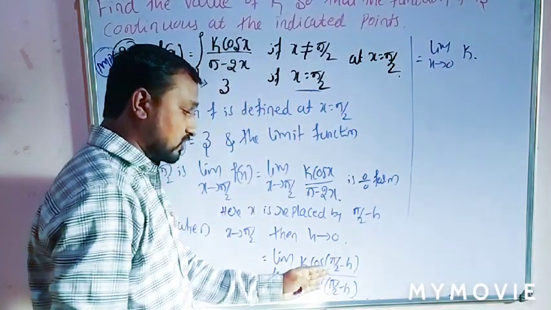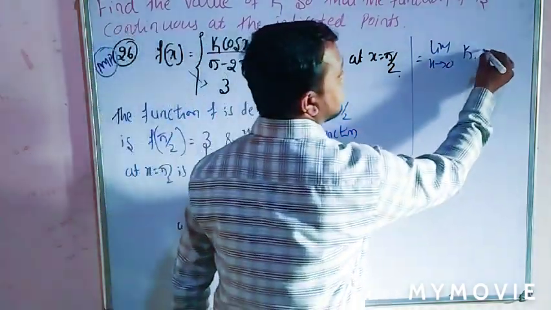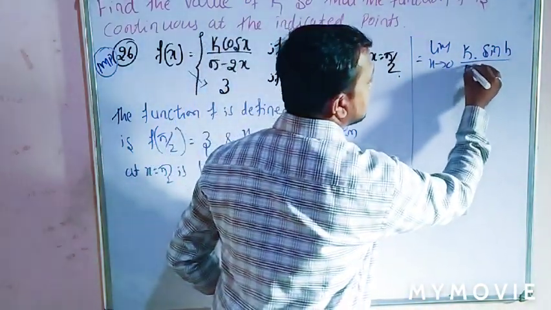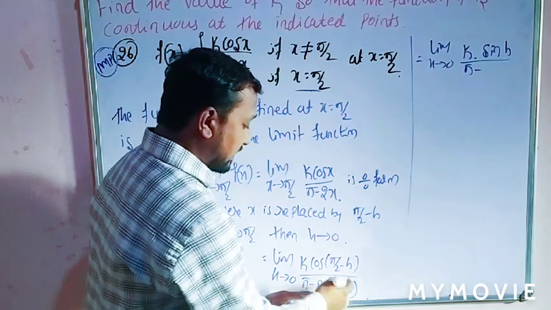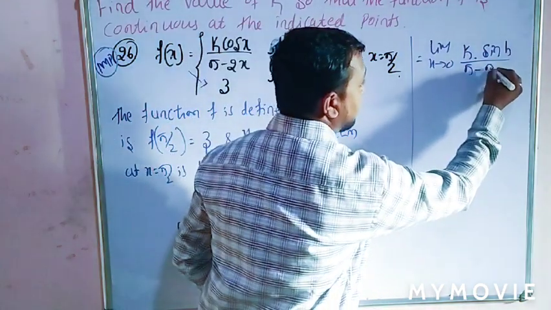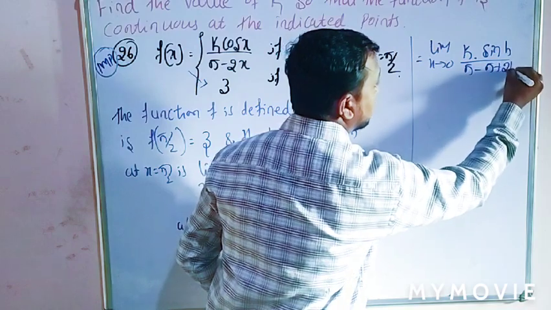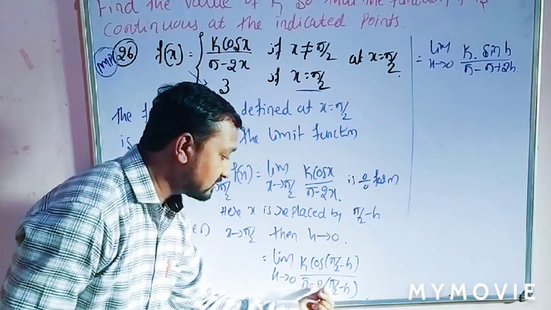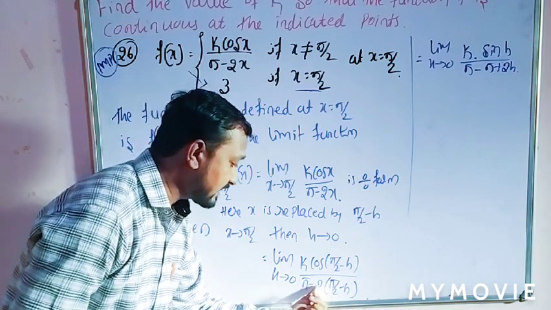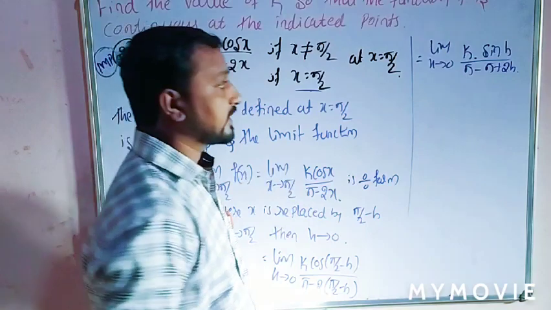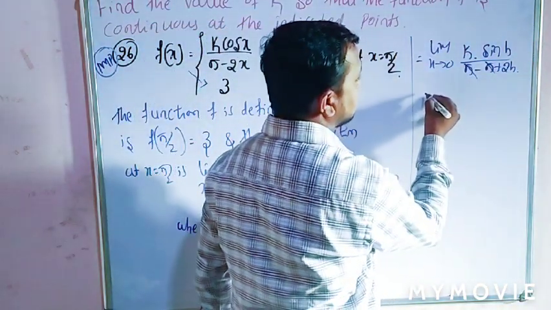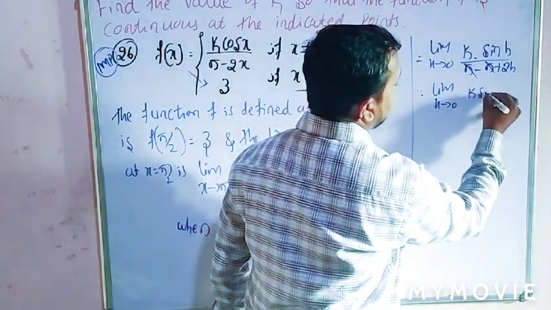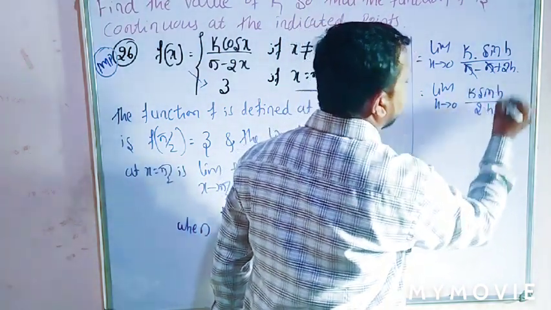Then cos of 90 minus h is nothing but sin h, sin h whole divided by pi as it is minus 2 multiplied in the bracket, that is minus pi plus 2h. So 2 gets cancelled, that is minus pi. Minus 2 into minus h is plus 2h. Then plus pi and minus pi get cancelled. The next step is the limit of h tends to 0 of k sin h divided by 2h.